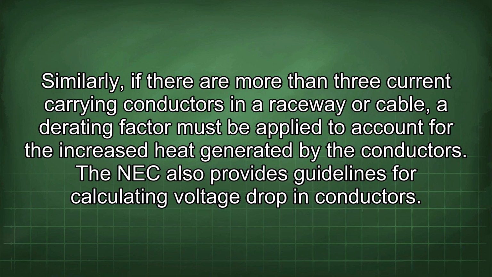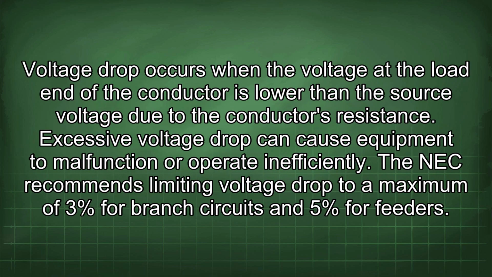The NEC also provides guidelines for calculating voltage drop in conductors. Voltage drop occurs when the voltage at the load end of the conductor is lower than the source voltage due to the conductor's resistance. Excessive voltage drop can cause equipment to malfunction or operate inefficiently. The NEC recommends limiting voltage drop to a maximum of 3% for branch circuits and 5% for feeders.